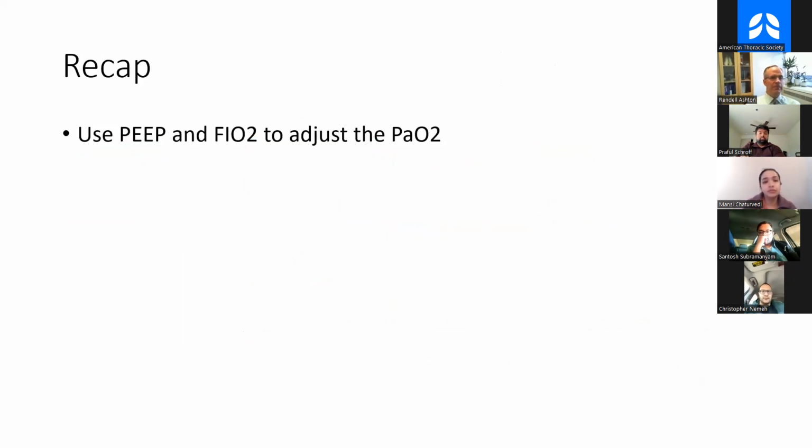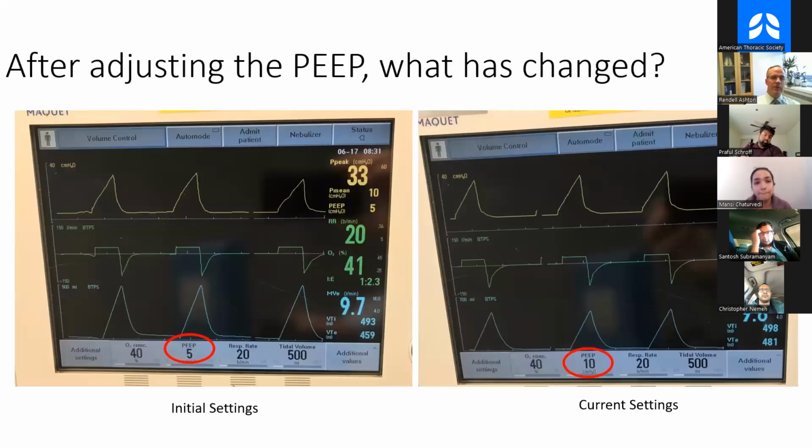So we're going to use PEEP and FiO2 to adjust our PaO2. We use our little knob at the bottom and we turn the PEEP from 5 to 10. Everybody see that red circle sign there? Okay. What else has changed? We moved our PEEP up. What's new? What's different?